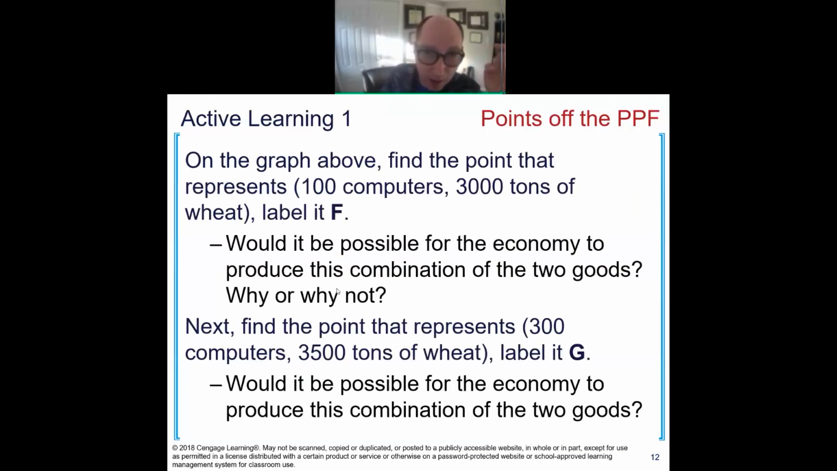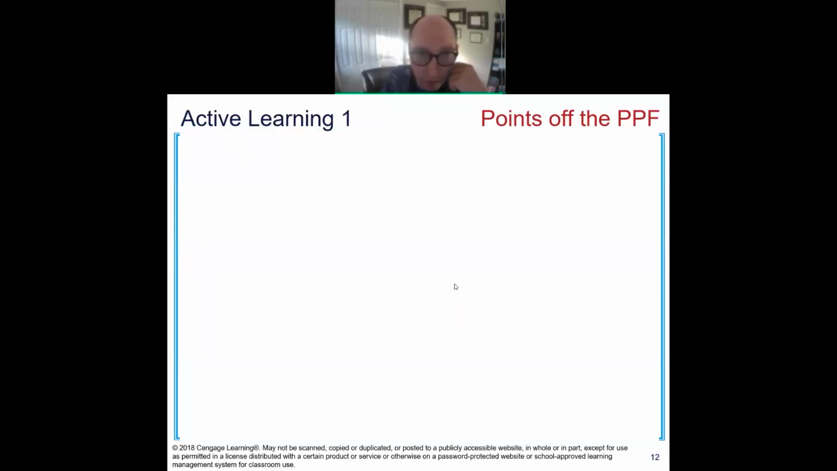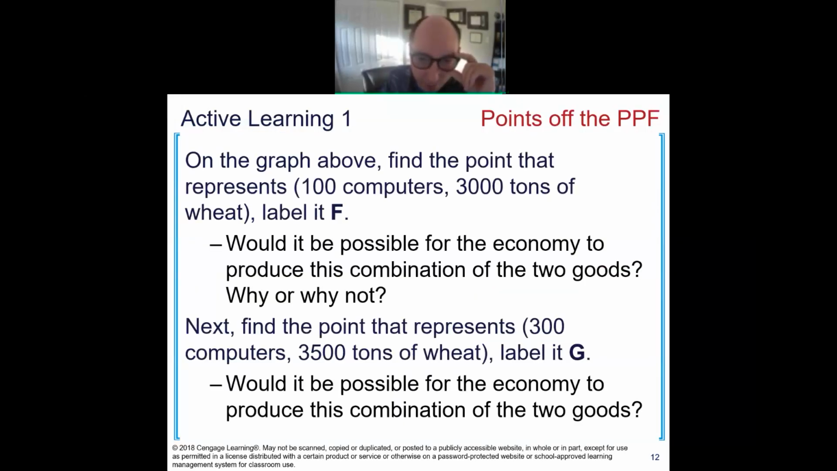So on that graph we just saw, we can find a point that represents 100 computers and 3,000 tons of wheat. So 100 computers and 3,000 tons of wheat would be here. Okay? It'd be just below this one that's just 4,000. It'd be like right about there. Okay, we'll call that point F.